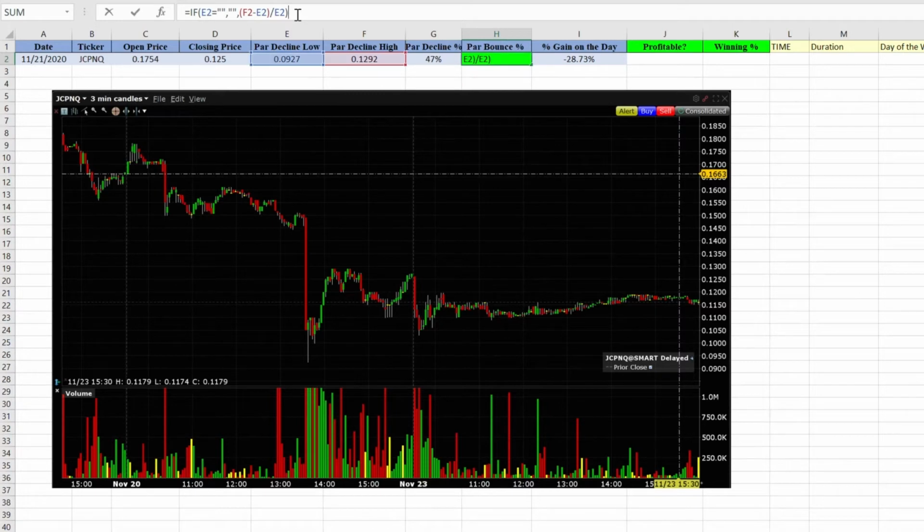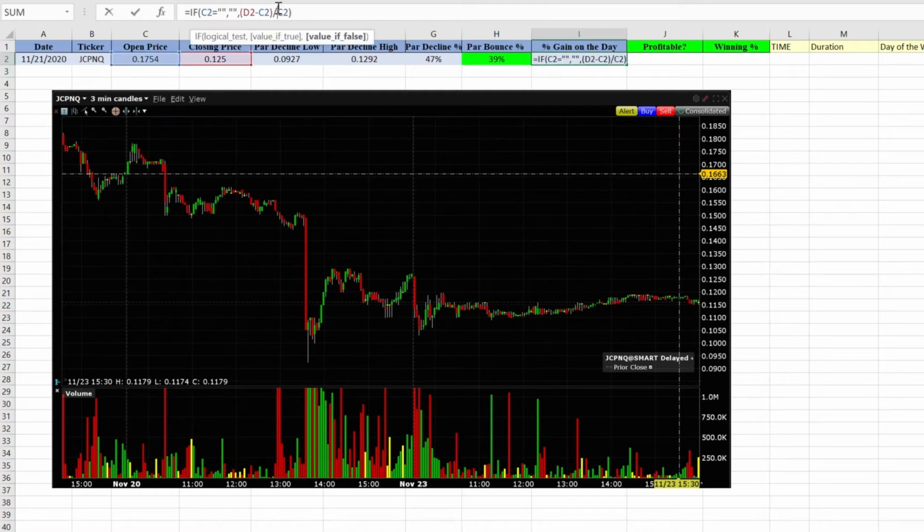Now another thing is the parabolic bounce percentage. It's the same formula, but kind of inverted. So you say if E2, which is parabolic decline low, equals nothing, then give me nothing. Otherwise, give me F2, which is parabolic decline high, minus parabolic decline low, and you divide it by parabolic decline low. So that's how you know the parabolic bounce percentage for this particular stock of when this happened.